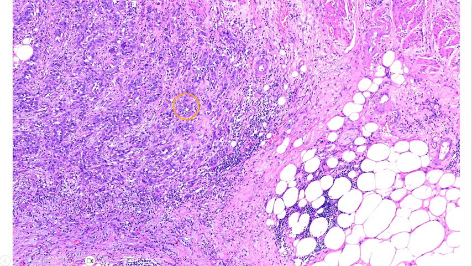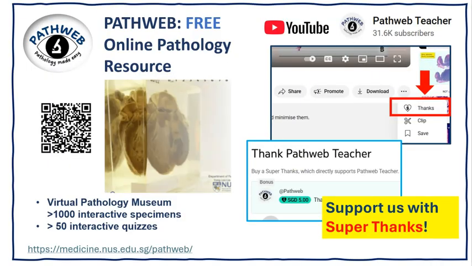Here again is a higher magnification picture. This is the deep edge of the muscularis propria with the very pink, smooth muscle bundles. Here is the perivesical fat. We can see nests of malignant cells within the perivesical fat. And once again, the prognosis of invasive urothelial carcinoma is worse than that of non-invasive papillary urothelial carcinoma.